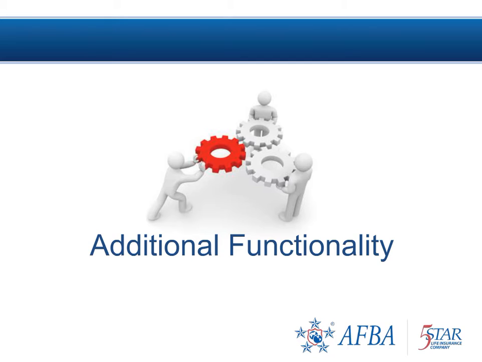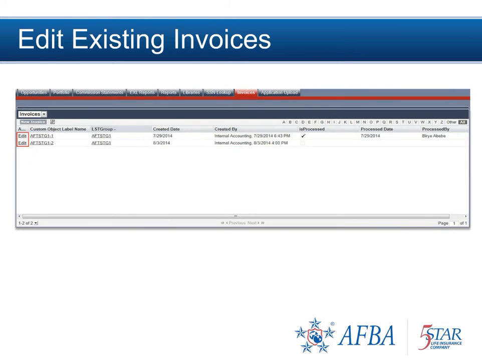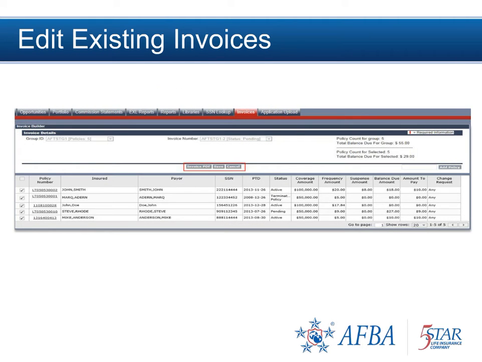We've now covered the basic steps to generate and print an invoice. Let's look at a few additional options to edit your invoices and manage your groups. The system allows you to make changes to an invoice you have saved but not paid. To edit existing invoices, click on the Invoices tab to see all invoices saved in the system. Click the Edit button to the left of the invoice you want to modify. The Invoice Detail page for that particular invoice will appear.